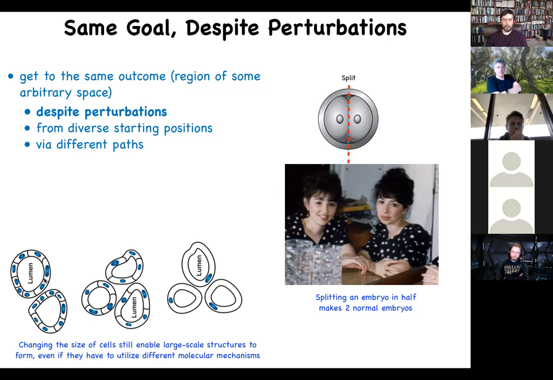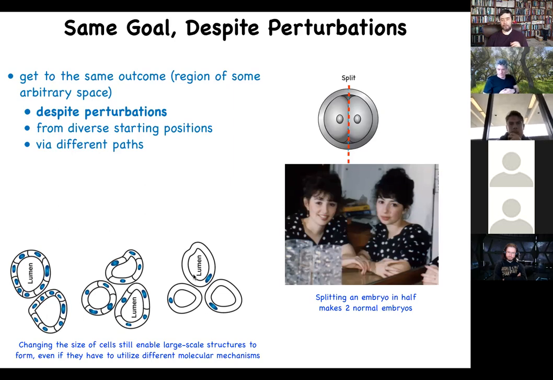What you can do is you can make polyploid newts which have giant cells. And as you increase the size of the cells, fewer and fewer of them are needed to make the same lumen. If you make the cells truly immense, one cell will bend around itself and give you that same lumen. So different molecular mechanisms are being called up in the service of a large scale goal.